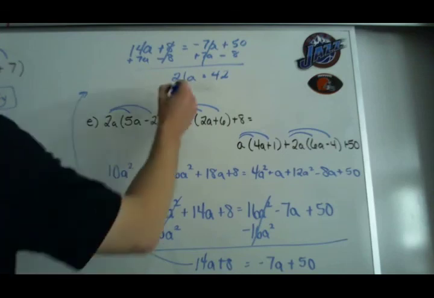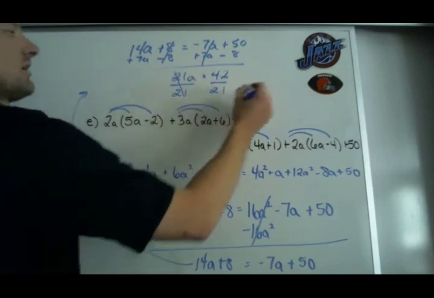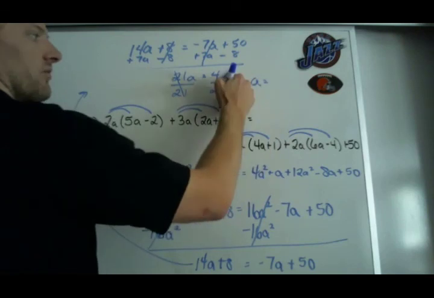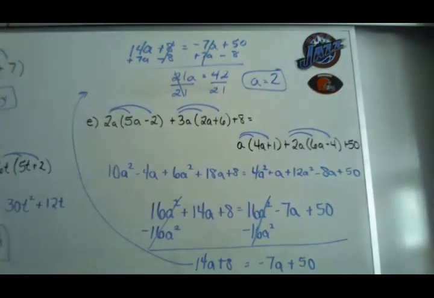And then your final step would be divide by 21. Those are gone. They reduce down to a 1. And 42 divided by 21 is 2. And that would be your final answer.